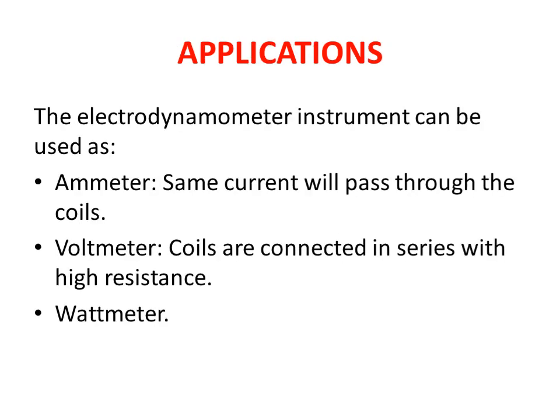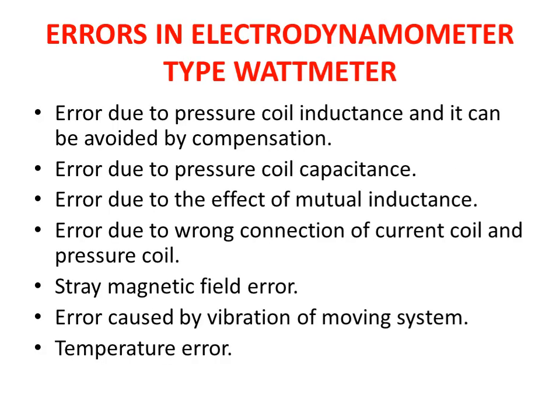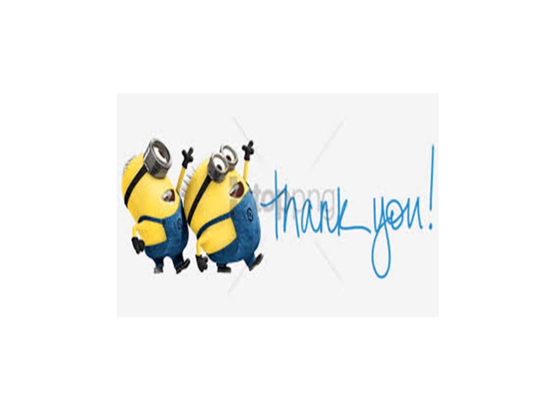As for applications, it is useful as an ammeter, a voltmeter, and of course a wattmeter. Finally, these are the errors in an electrodynamometer type wattmeter: error due to pressure coil capacitance, error due to the effect of mutual inductance, stray magnetic field error, temperature error, and error caused by vibration of the moving system. So that's all about the working principle of the electrodynamometer type wattmeter and its torque derivation. Thank you for listening.